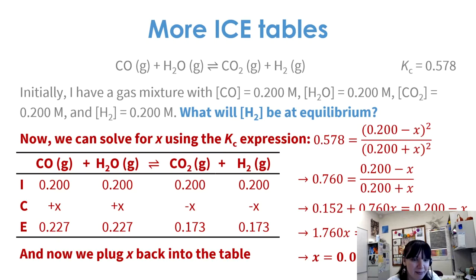So again, this is an example of how we can use an ICE table to determine our equilibrium concentrations of not just one of our products, but really all of our products and all of our reactants. The ICE table is a super helpful method just for keeping track of all of the different things that go on in a chemical reaction.